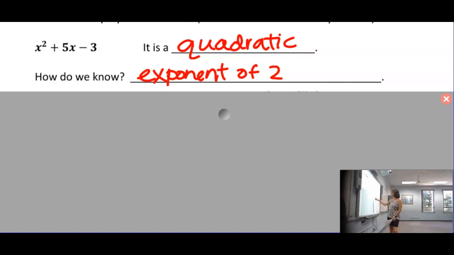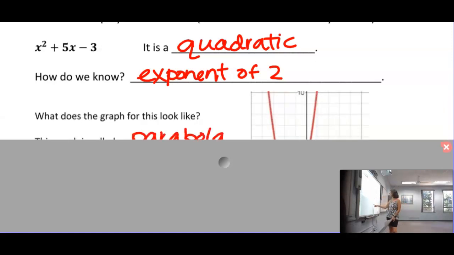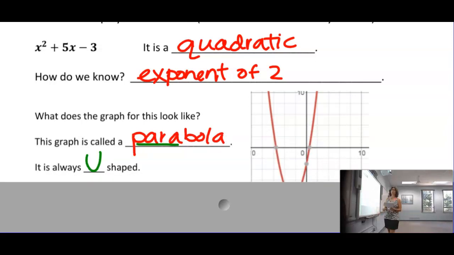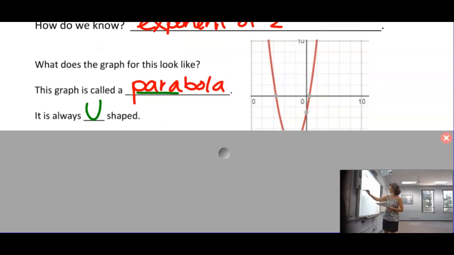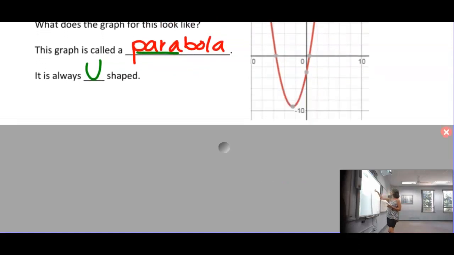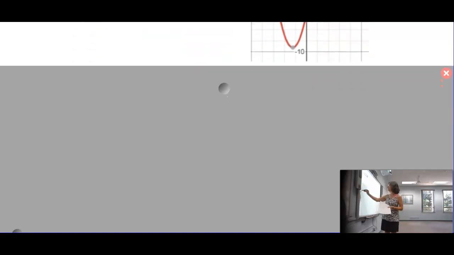And there's a couple different things you need to know. The shape that each of these graphs is going to make is called a parabola. Okay, say that, parabola. Notice para is underlined because it's the same on both sides. Okay, it is U-shaped, and you can fold it in half, and you will find that they fold on top of each other.